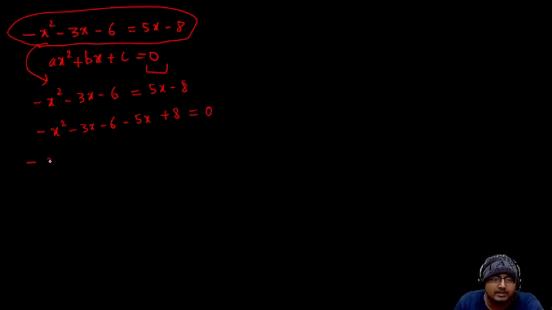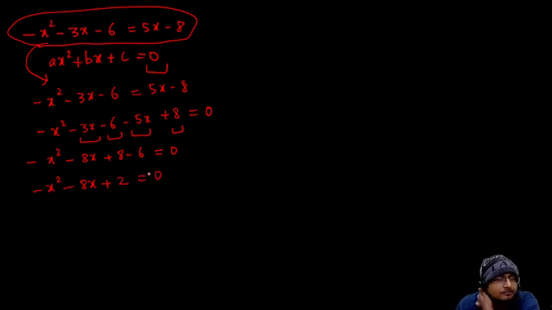So minus x square, minus 3x minus 5x, what will it become? Minus 8x. Then minus 6 plus 8, it will become plus 2 is equals to 0. So minus x square minus 8x plus 2 is equals to 0. Yes, so this is the standard form, ax square plus bx plus c is equals to 0.